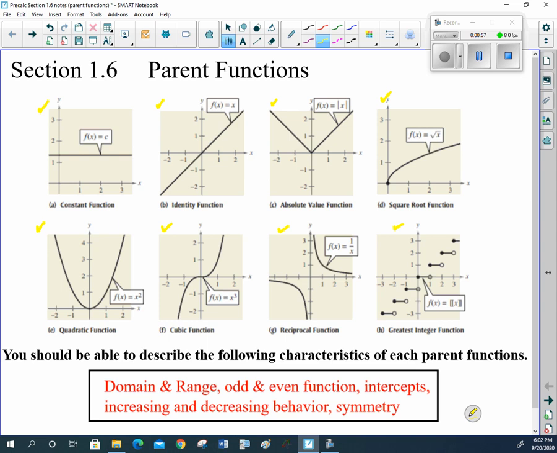So in each of those functions, we should be able to figure out what the domain and range is, whether it's an odd or even function. So remember, odd and even deals with symmetry. If it's an odd function, it's symmetric with the origin. If it's an even function, it's symmetric with the y-axis. We should be able to find their intercepts, whether the function's increasing and decreasing, that type of behavior, and of course, any kind of symmetry that it has.